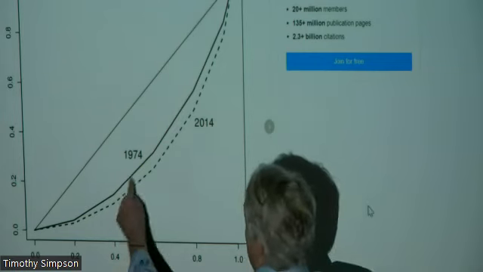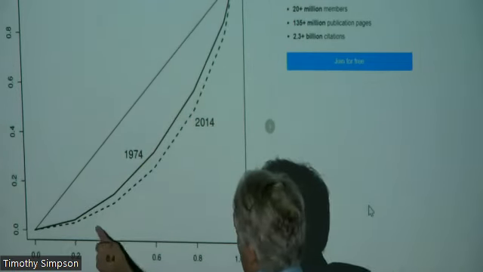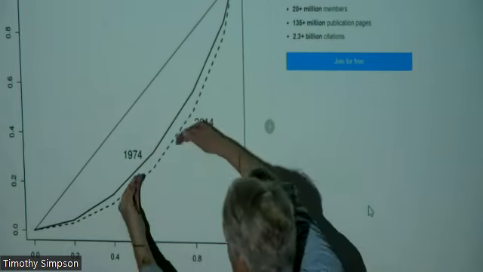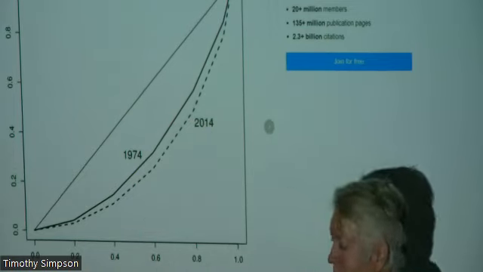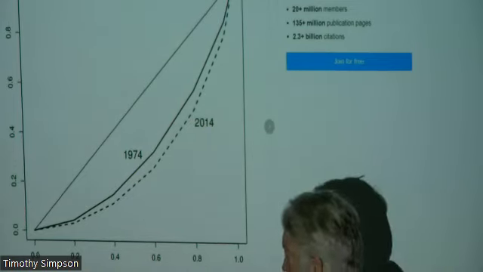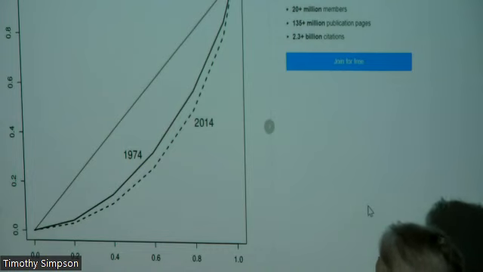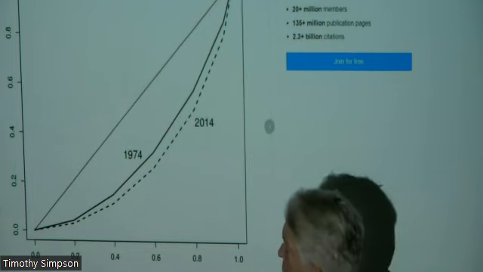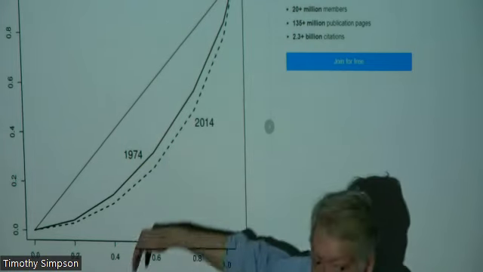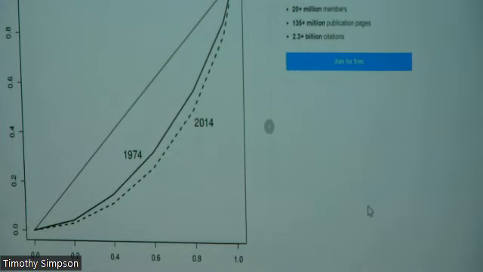This is 1974 data. This is 2014 data. And as a result, we're becoming more unequal as a society. This is US income distribution based upon census data. Census data is pretty darn accurate. And so as a result, we're actually moving away from equality toward greater inequality.